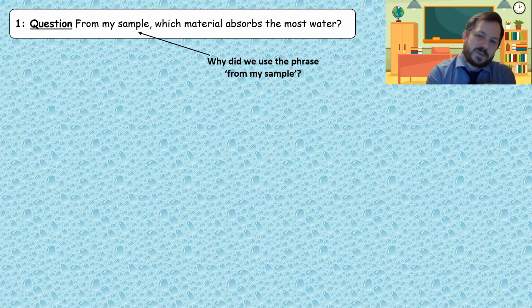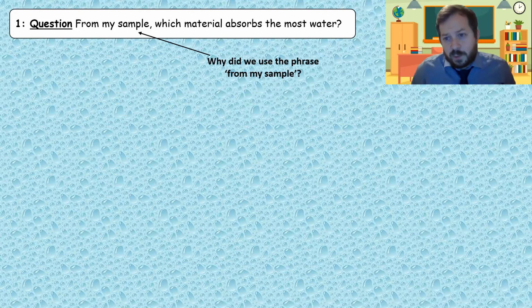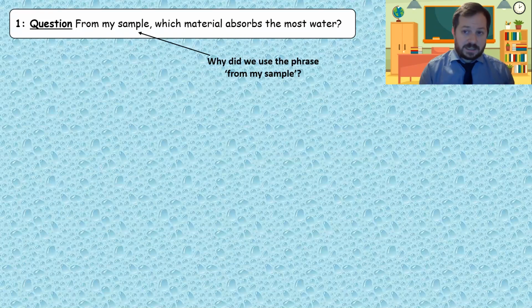Well, the reason we say from my sample is that we don't necessarily have access to every single material that we could use to test. And this is quite commonly the case. We're only actually testing a sample set of materials. Now, it might be a sample set that we think actually are absorbent. We're just seeing which one's best. It might be a sample set of what we have, but it's still only a sample. It's not the full range of materials that we could test. And that's why we write it like that.